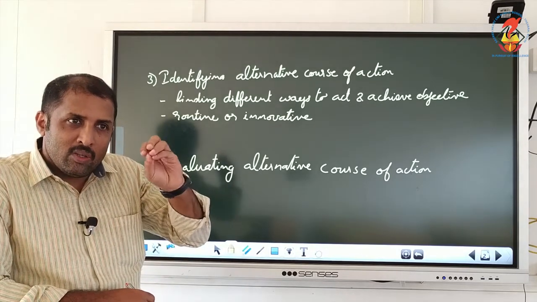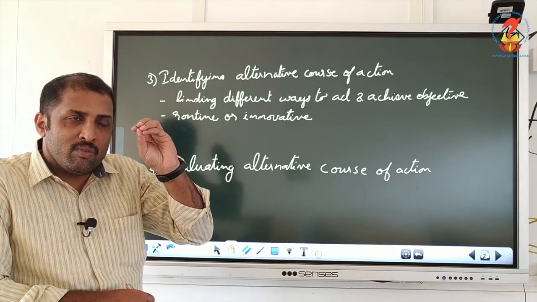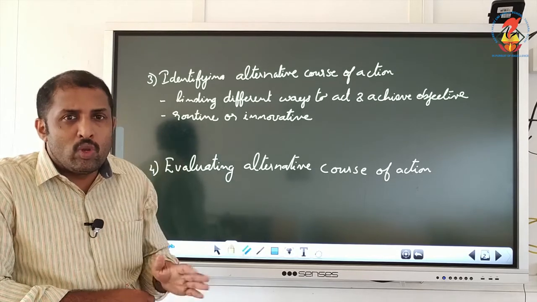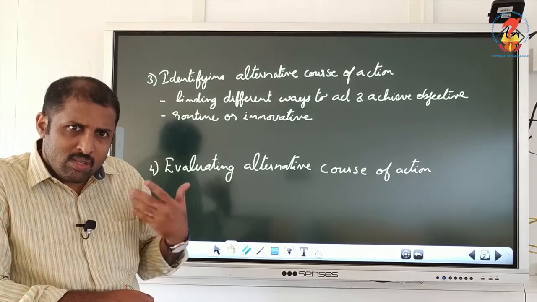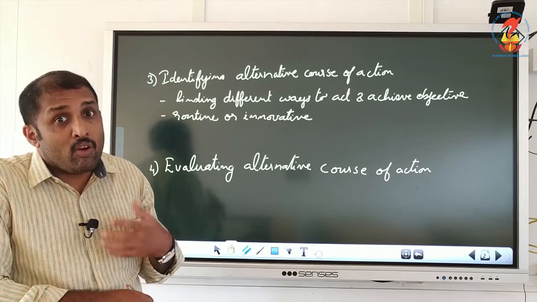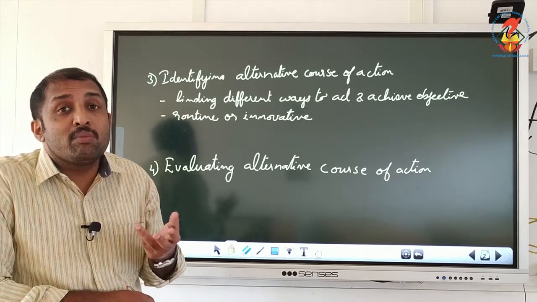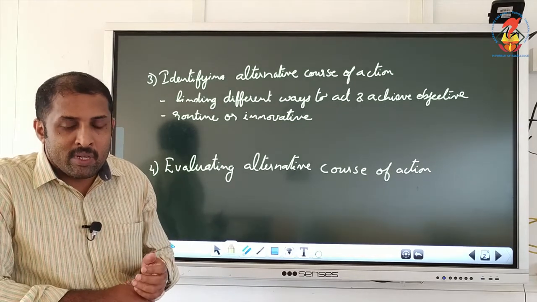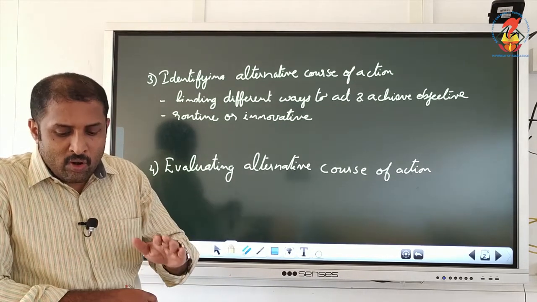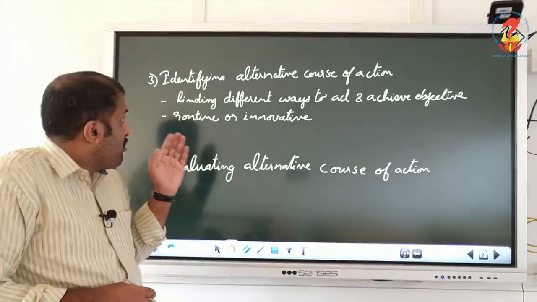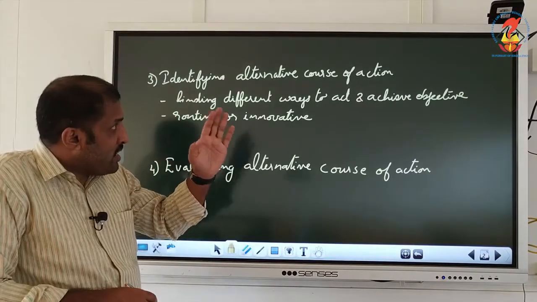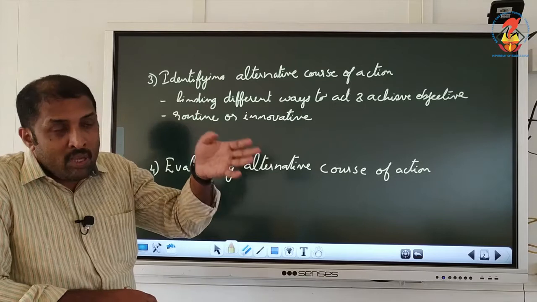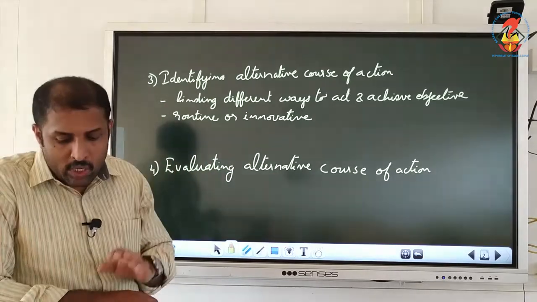Those ways can be ones which are used regularly, routine, which is done every time. And of course, it can be innovative. It can be something new. That also can happen. So identifying alternative courses of action is about finding different ways to act and achieve objectives. It can be innovative, it can be routine.